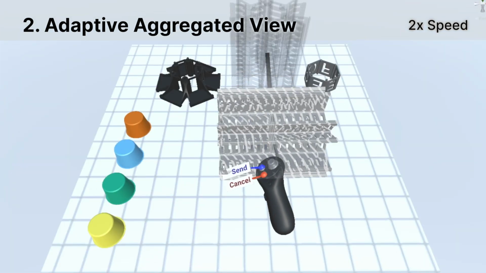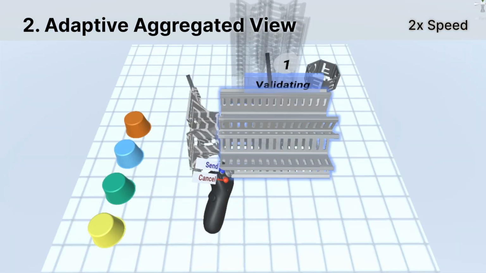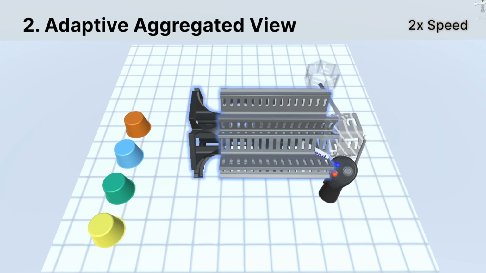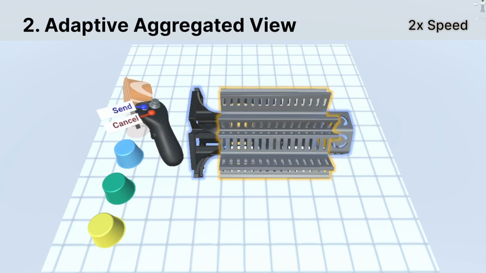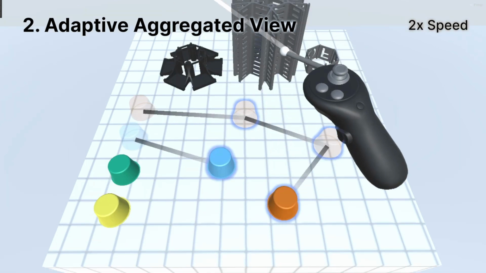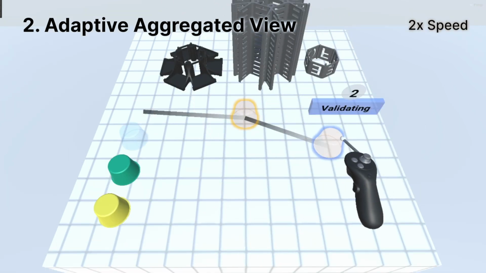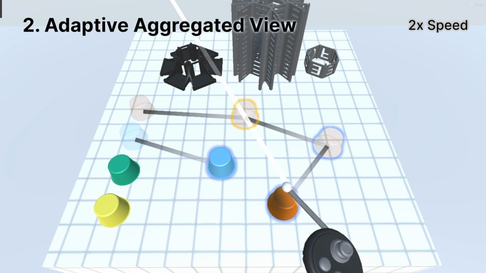In its default state, with the user not touching any object, the interface displays each goal pose and previous pose, just like the static aggregated view. However, when the user touches a goal pose or a previous pose, non-essential information is filtered out.